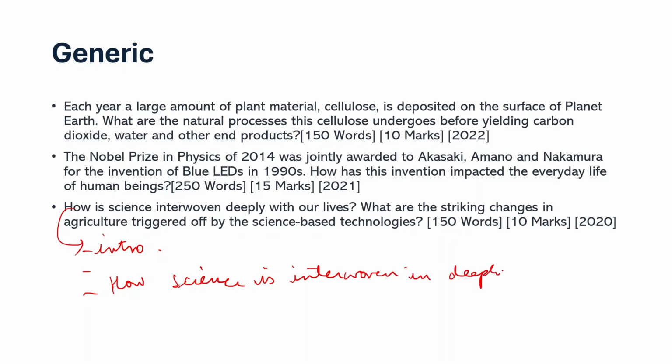So what you can do is, in this there should be substructures, right? There should be subheadings on how science is interwoven deeply in our lives, right? So you can write about how it is helping people in their work, how it is helping people in study, how it is helping in agriculture, how it is helping in industry, right? So there can be many facets of science, how it is helping, right?